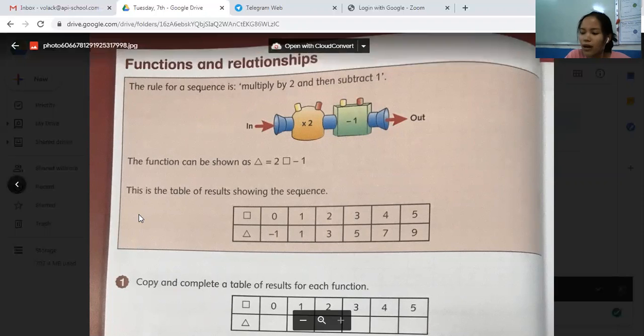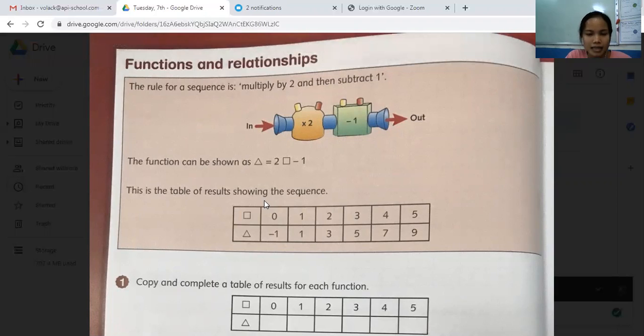They give you the table of results showing the sequence. Last lesson they wrote A and B, right? But this time they write square and triangle. For the formula's missing number, they can write it in a letter or maybe draw a shape, but not a number, because we have the numbers, and you can choose those yourself. They mostly write it as a letter, but they can also write it as a shape. Okay, so this one they give you as a shape.